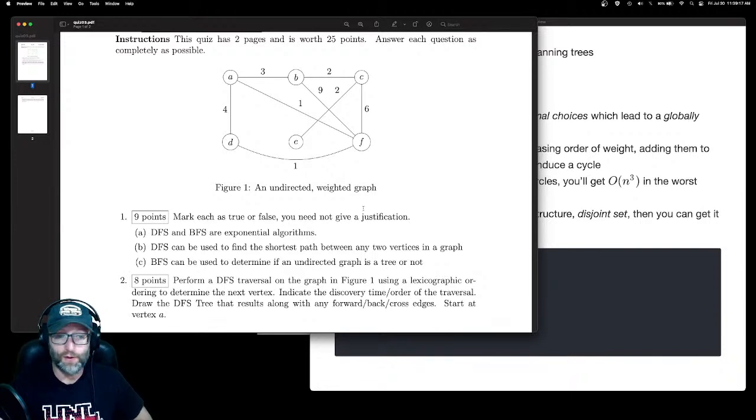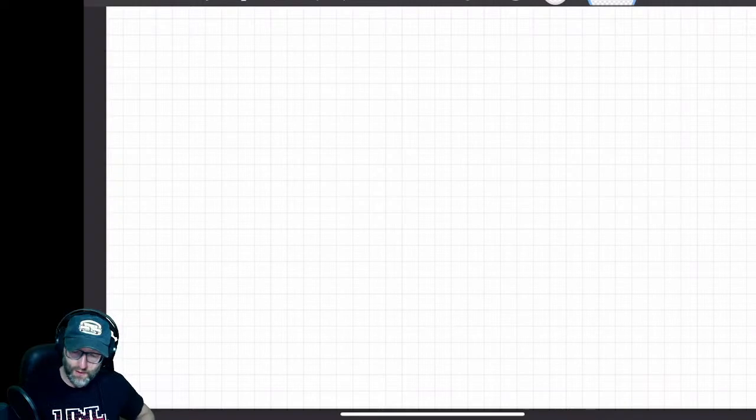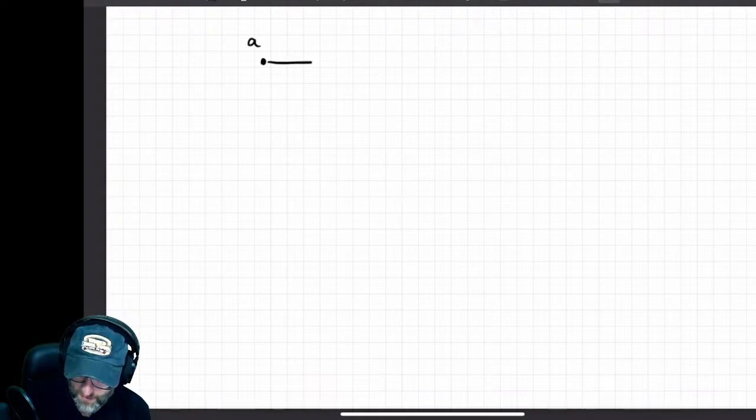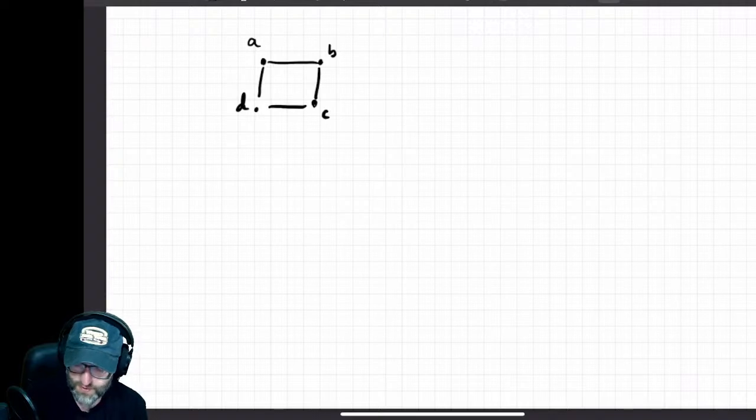DFS can be used to find the shortest path between any two vertices in the graph. That's also going to be false. And again, we don't need to provide a justification here, but we will. Let's go ahead and transition over here, and let's come up with a counterexample. It said the shortest path between any two vertices. So let's go with A, B, C, and then D, and I'll just let this be a cycle graph. This is a C4.